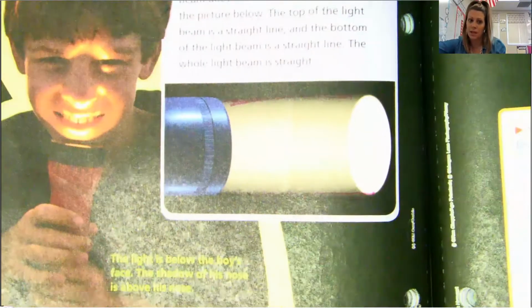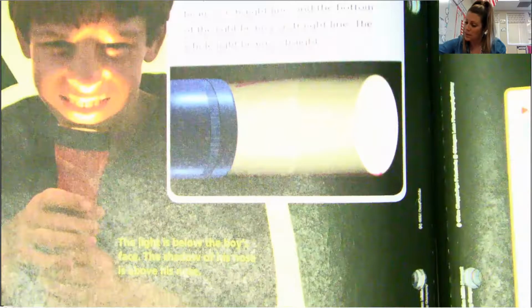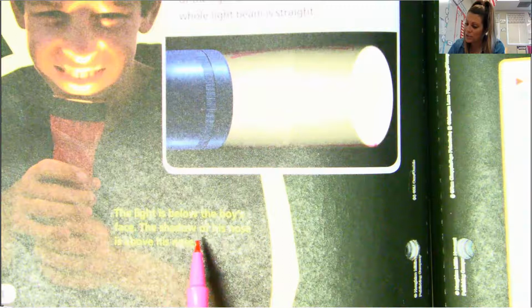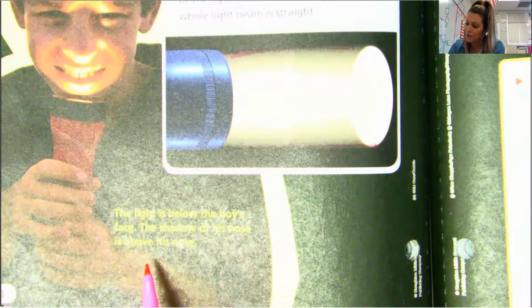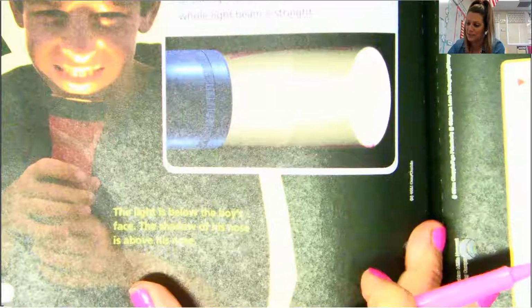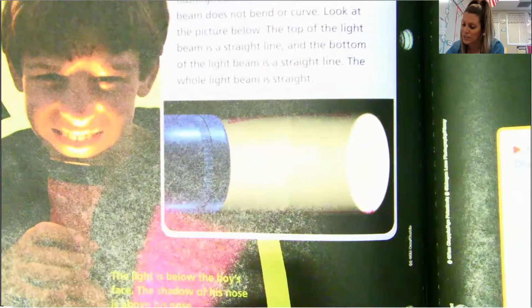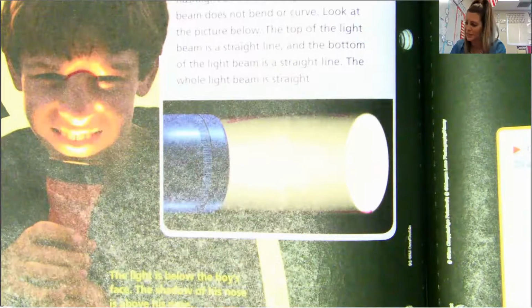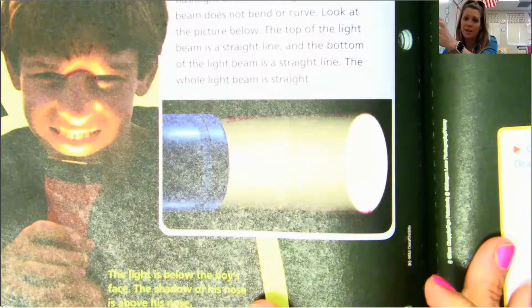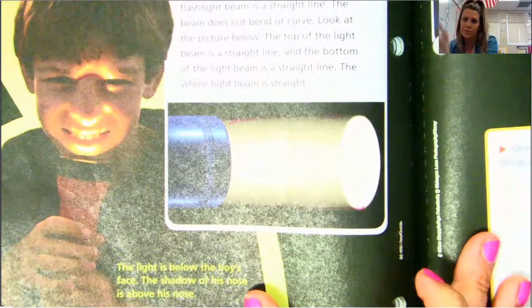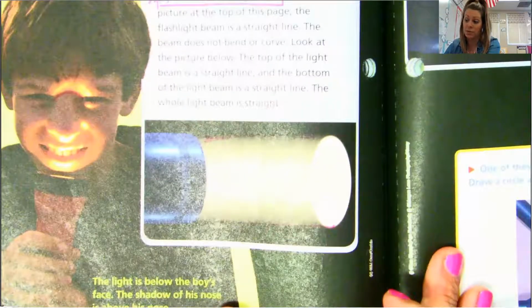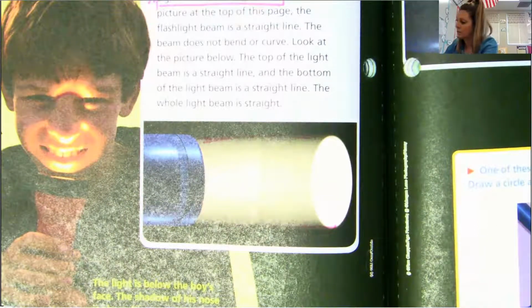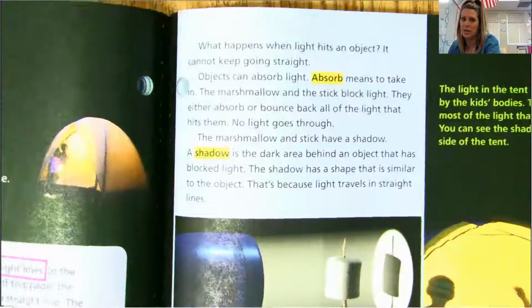Let's look down here. The light is below the boy's face. The shadow of his nose is above his nose. So if you look, do you see his shadow of his nose? Interesting. All right, we haven't come to any of our vocabulary words yet. But now we know, say it with me, how does light move? In a straight line. All right, moving on to the next page.